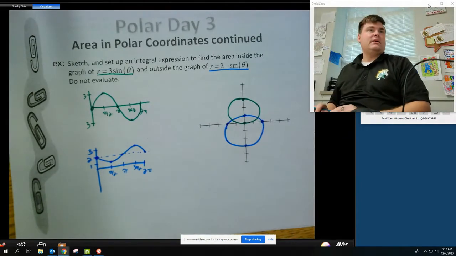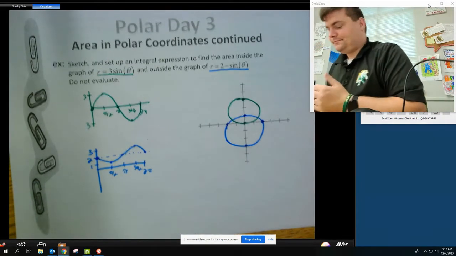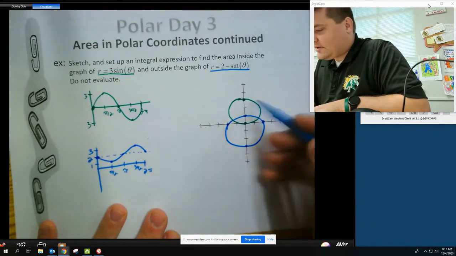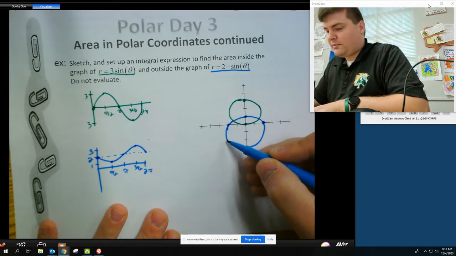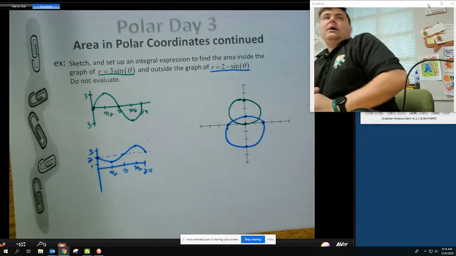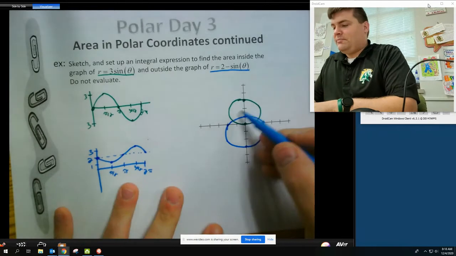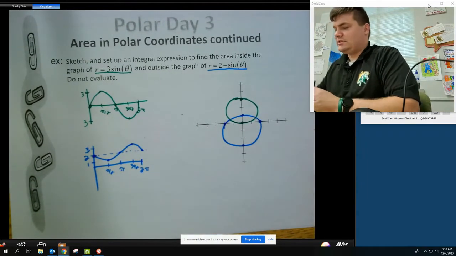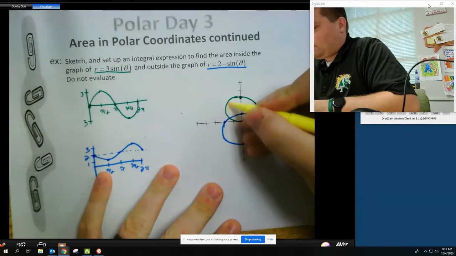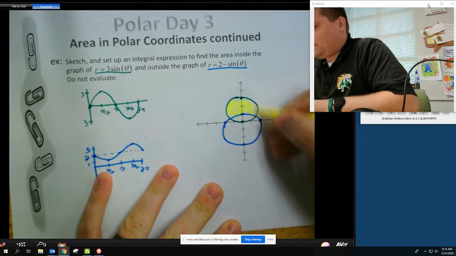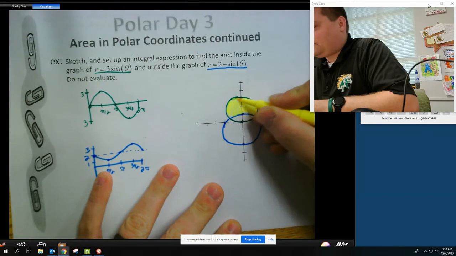Okay, so here's my two graphs. And again, you can kind of match it up. Like a little bit after pi, it gets longer, so that's why it's jutting out a little bit more. So this wants me to go inside of green, outside of blue. That's just going to be this yellow part right here, right? So inside of green, outside of blue. So I need this right here.